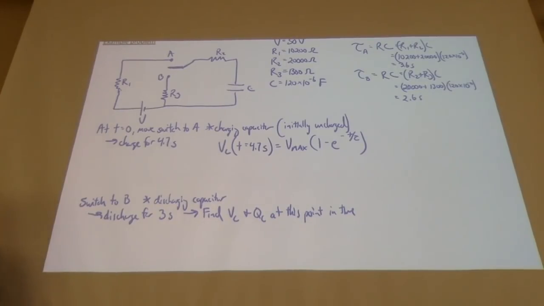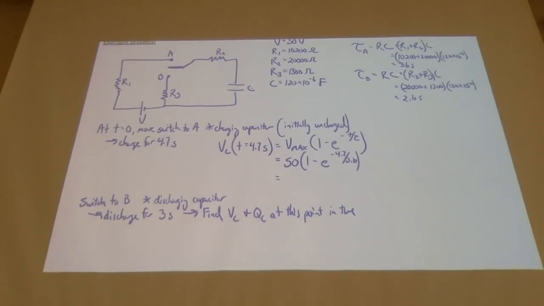What is the maximum voltage it can ever get in this circuit? We're connecting it to a battery that has a certain voltage. If I leave it there forever, what value is it going to get to? 50. It can't get any higher than the voltage I'm supplying to the circuit. So we can say that Vmax is going to be 50, and we'll multiply that by 1 minus e to the minus 4.7 over tau A, which is 3.6.